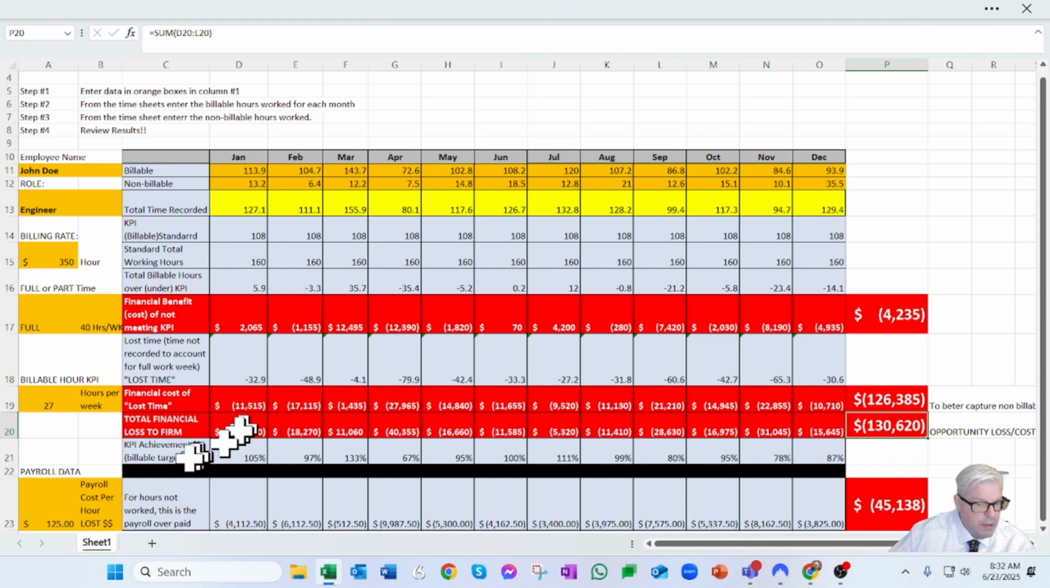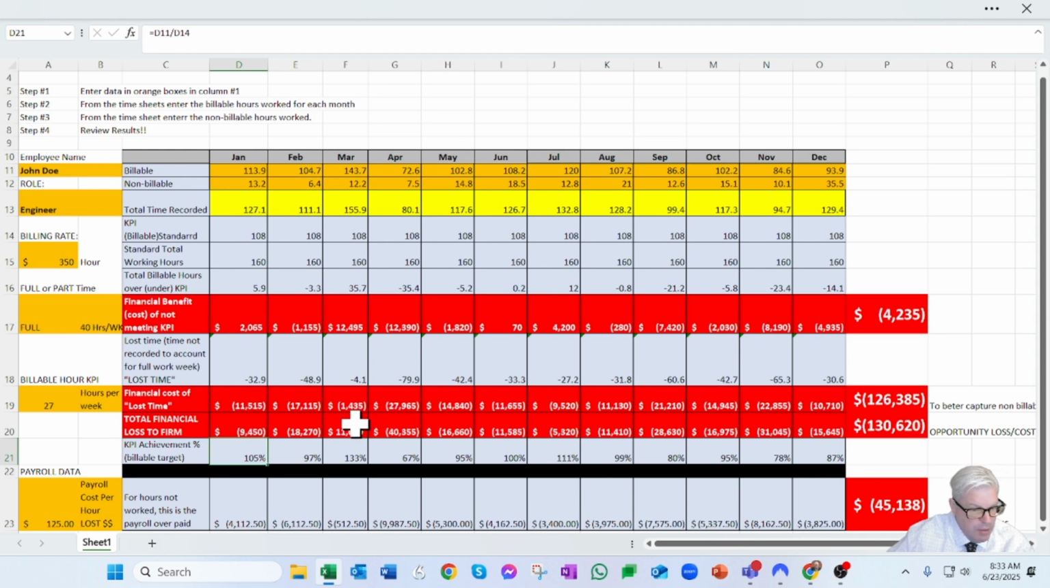The next thing we are going to look at is the KPI achievement percent. In other words, what percent of our time did we hit the billable target? In January, we had 105%. So we had more billable hours than the KPI, and that's great. Over the course of the year, you could see the amounts varied by month. So some months we were strong, some months we were weak, etc. But these are the components of the KPIs that we're going to focus on.